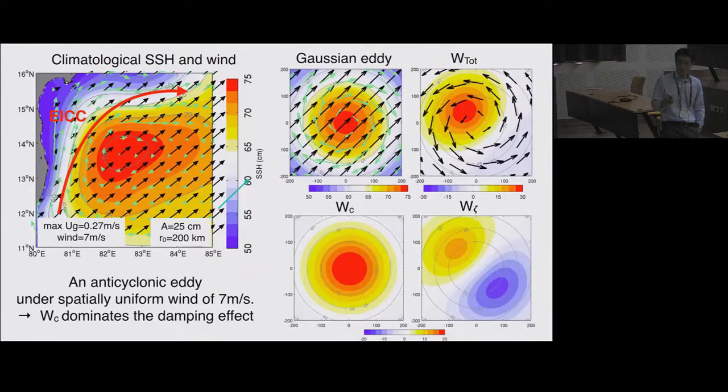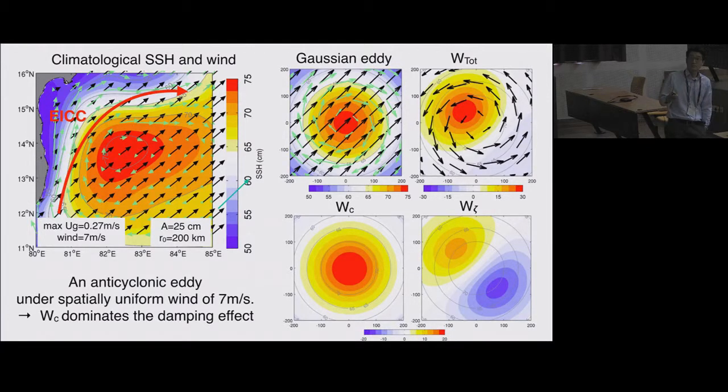And this is depicted in this very idealized case. So this is again the observed case, where the anticyclonic eddy is under a steady southwesterly wind of about 7 meters per second. And this is my Gaussian eddy, an idealized anticyclonic eddy. The amplitude is about 25 centimeters from the observation, the radius about 200 kilometers. And then I impose a 7 meter per second surface wind. The geostrophic velocity around this eddy is about 0.27 meters per second.